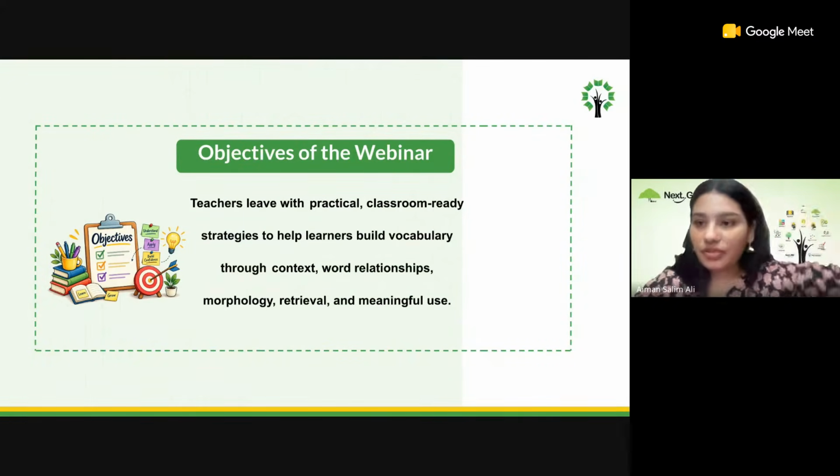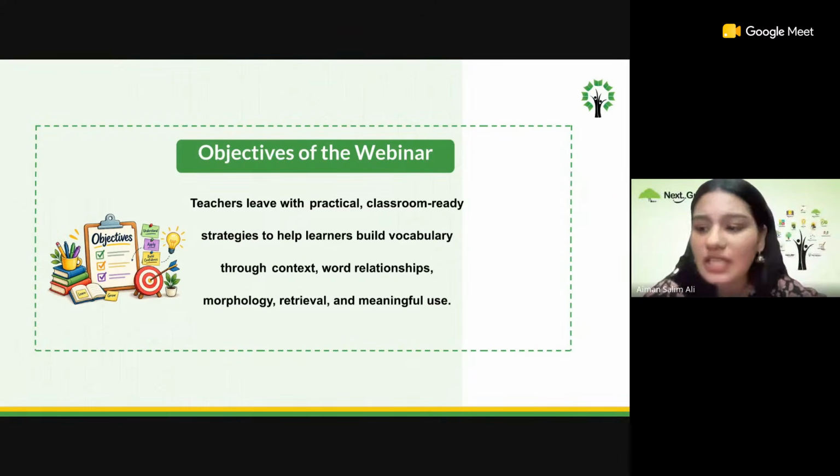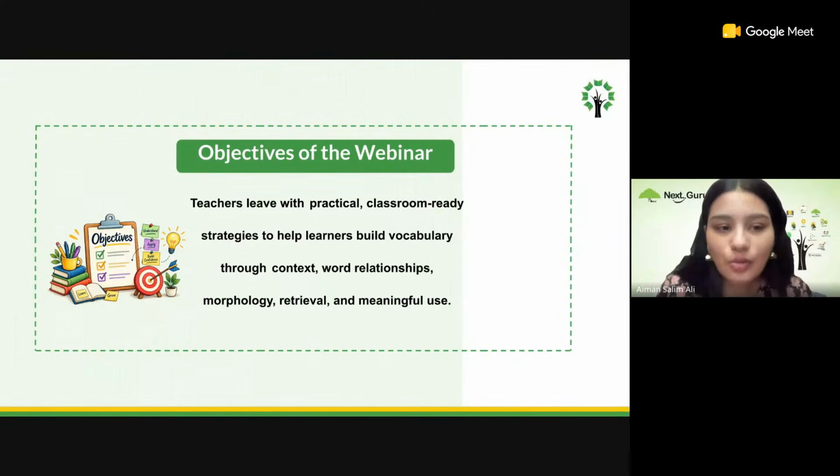And what I want you to think about is, instead of asking, how many words should my learners learn today? How many words is too many words, or how many words are too few words? We're going to ask a slightly different question. And that question is, how can we help students become better at learning words independently?